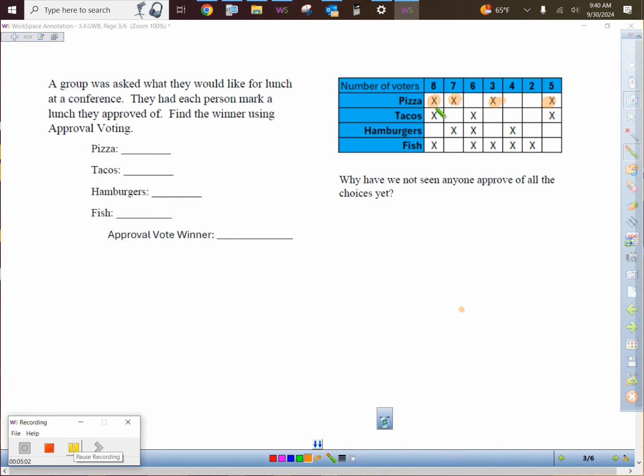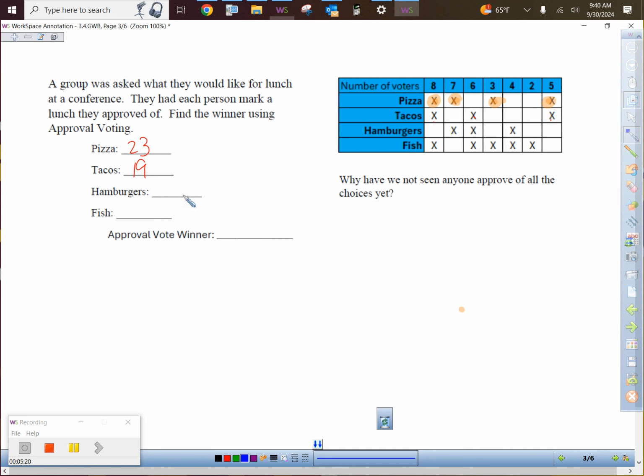How many pizza votes? 8 plus 7 plus 3 plus 5. How many pizza votes? 23. Sound okay for the front row? Second row, how many taco votes did you get? 8 plus 6 plus 5. How many taco votes? 19. Good. Hamburgers. Third row, how many hamburgers?